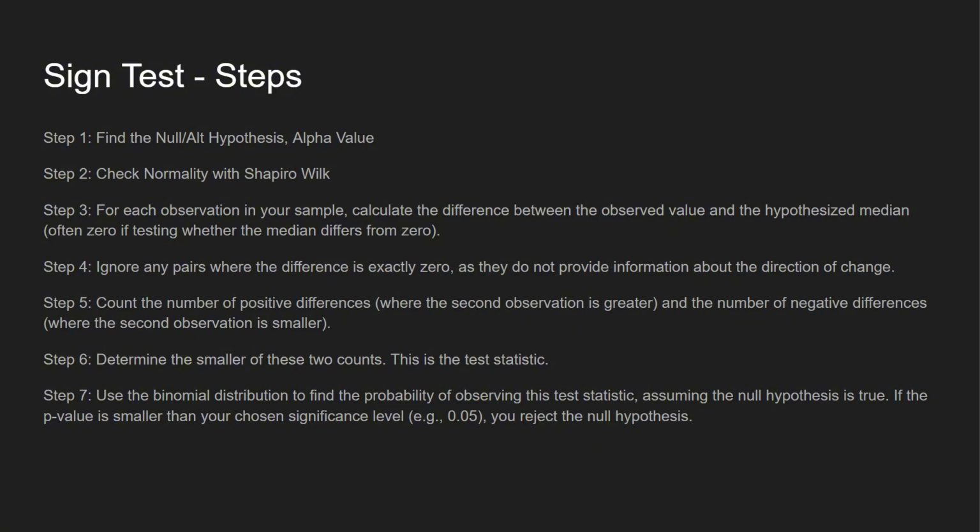Anyways, for each observation in our sample, what we want to do is find the difference between the observed value and the hypothesized median. We want to ignore any pairs where the difference is exactly 0, as they provide no information about the direction of change. Then you want to count the number of positive differences as well as the number of negative differences. The smaller of these two counts is going to be our test statistic. And lastly, we're going to do a binomial test to find our p-value.